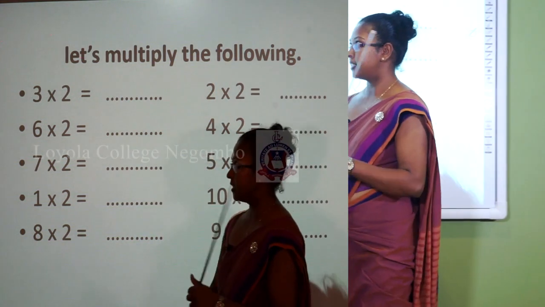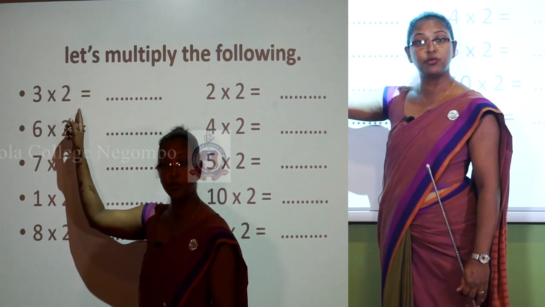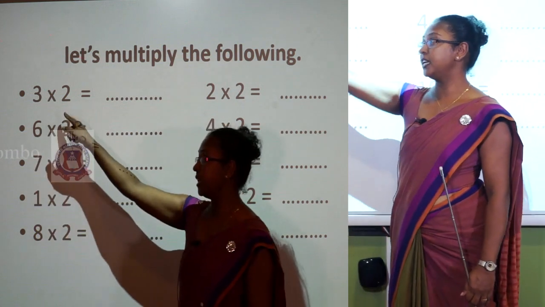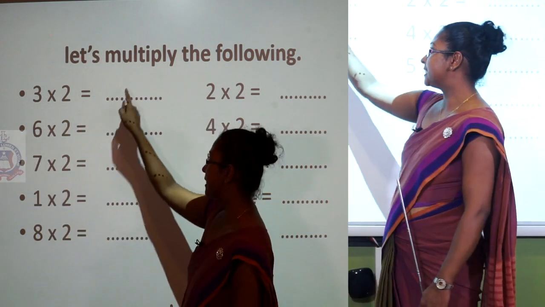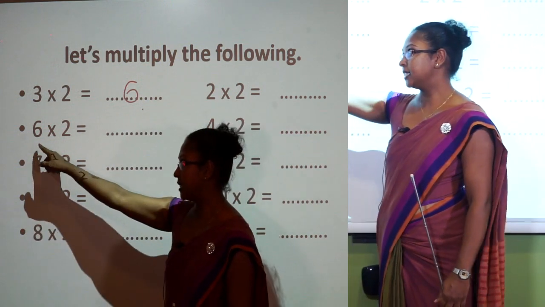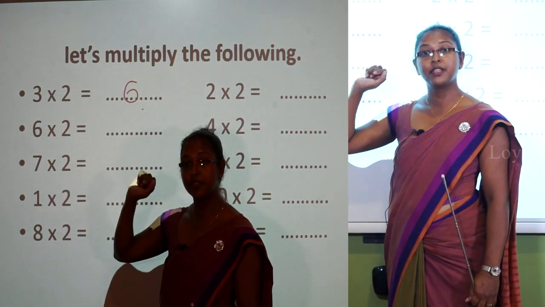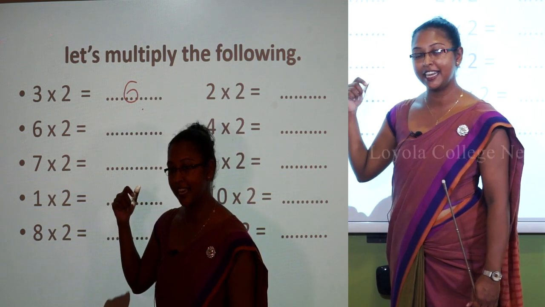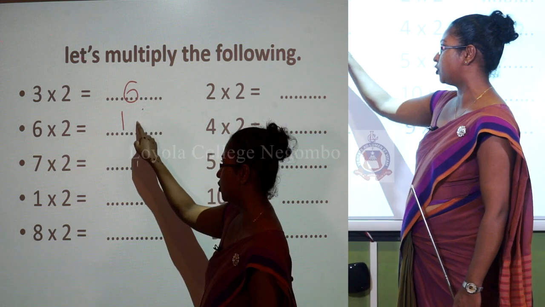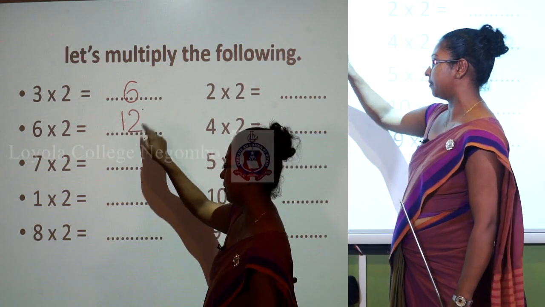Right. What is this, Pute? 3 times 2. Now you know the answer. You can remember the multiplication table. 3 times 2 is 6. Very easily you can give the answer. 6 times 2. 6 times 2 is, yes, I can hear your answers. 12. Very good. 6 times 2 is 12.